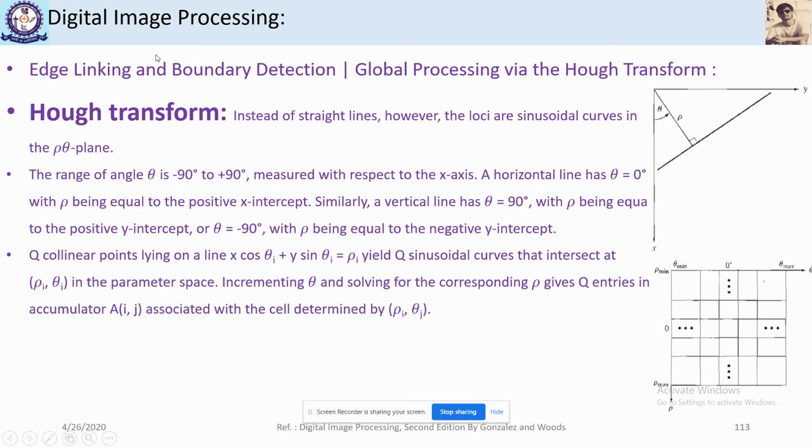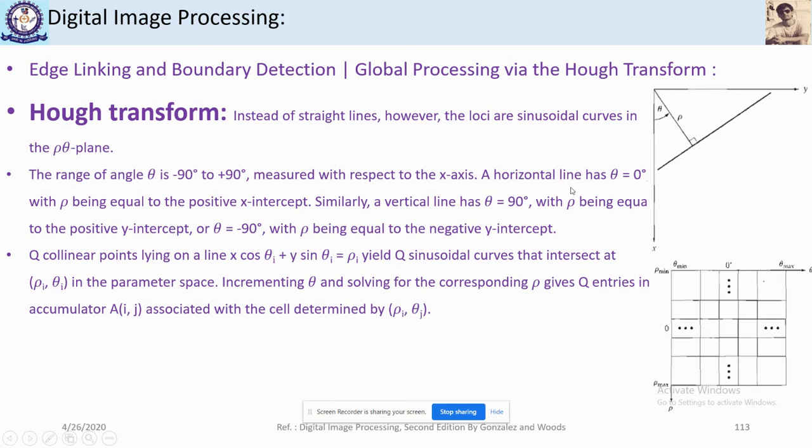Now the range of angle theta is from minus 90 degrees to plus 90 degrees, since the line can go like this also. When a line is going like this, the normal will come here and the normal will form a negative angle from the x-axis. So theta varies from minus 90 degrees to plus 90 degrees measured with respect to the x-axis.